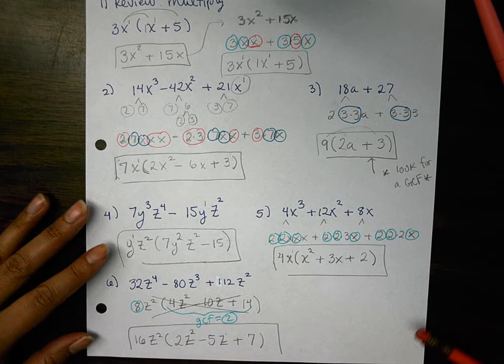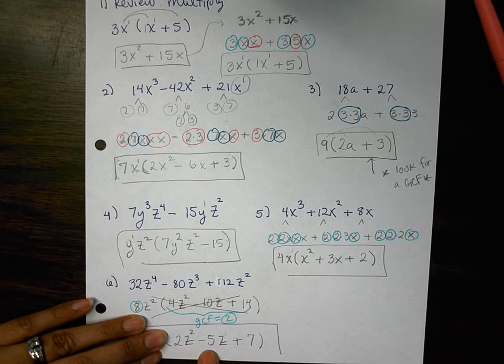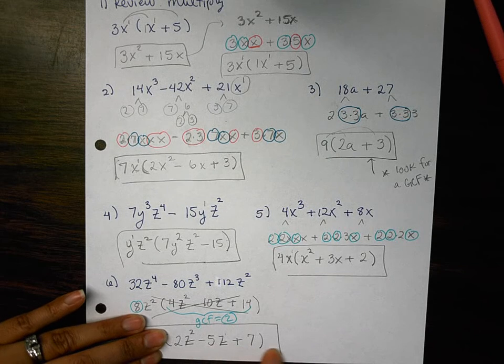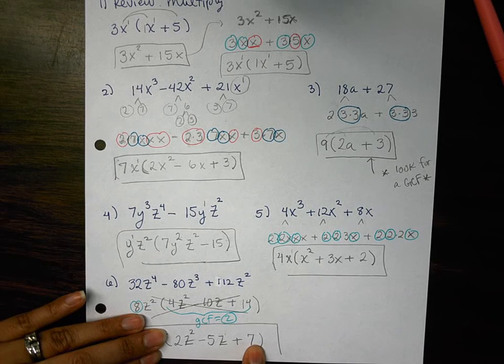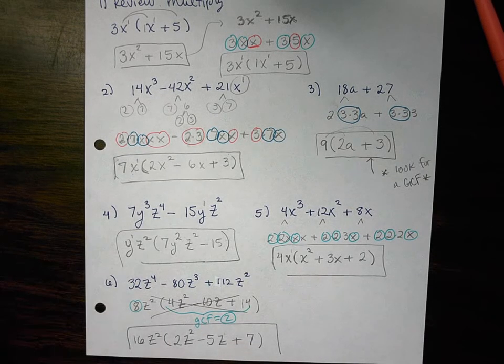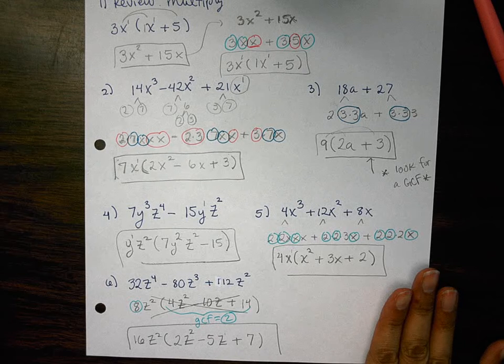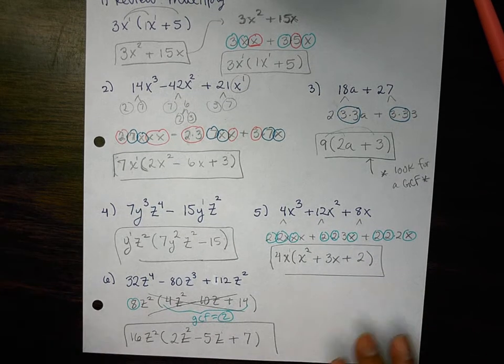Now when you check here, does 2, 5, and 7 still have a GCF? No. Do they all have a z? Yes. These 2 do, but does that last one have a z? If it did, then you'd still have to factor that out. Questions?